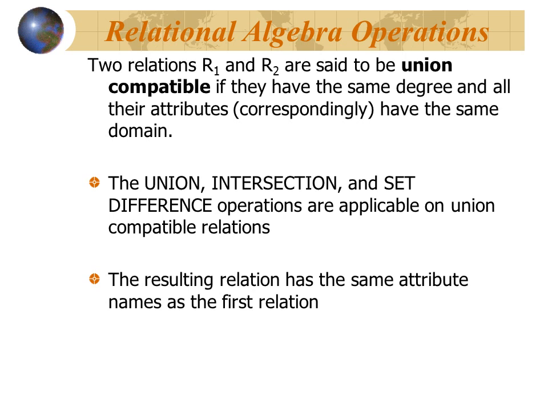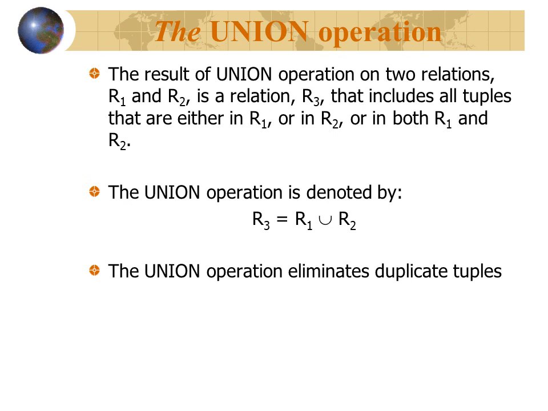The union, the intersection, and also the set difference operations are applicable on union compatible relations. Relations here mean two different tables. Whenever you want to combine some of the attributes between two different relations, they must first satisfy union compatibility. The resulting relation has the same attribute names as the first relation, R1. The first one is the union.